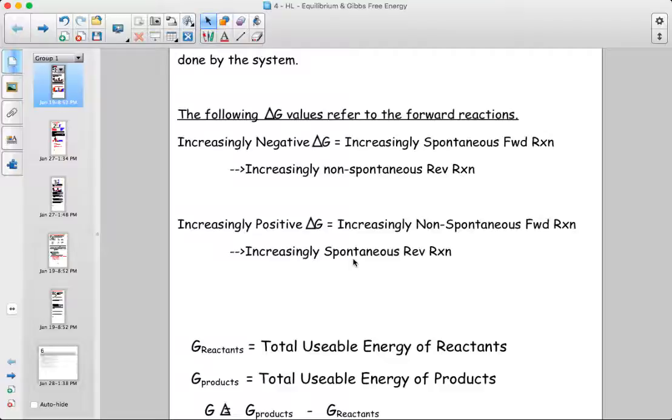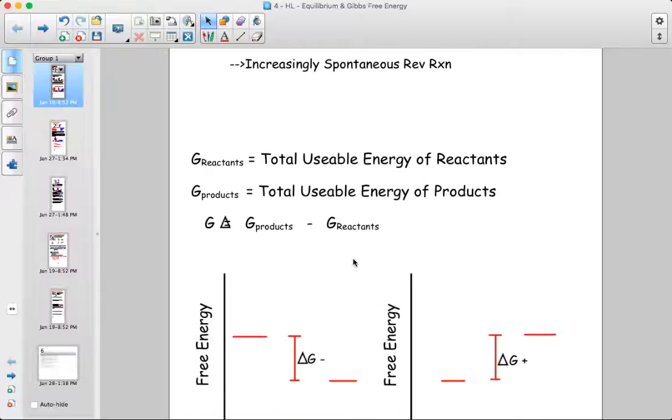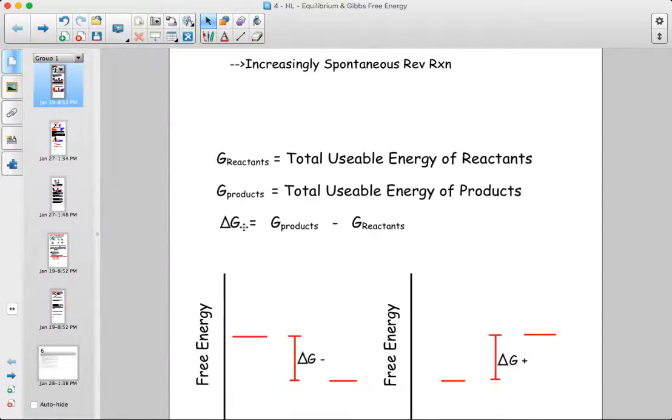Increasingly positive delta G values mean that the forward reaction requires more and more input of energy to take place, so it's more and more non-spontaneous, while the reverse reaction would be more and more spontaneous.